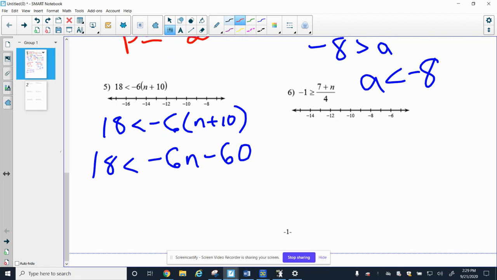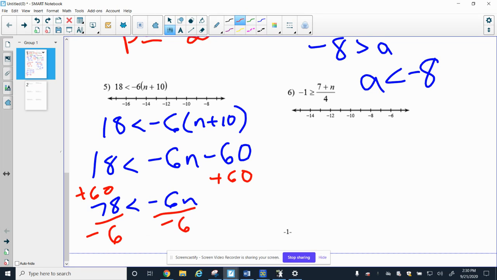We keep solving, trying to get n by itself. So next we would add 60 to both sides. Now we have, oops, sorry about that. Now we have 78 less than -6n. Well, now we got to get the n by itself, so we divide both sides by -6. So we do 78 divided by -6. That would be -13. Now we divide it by a negative number, so remember we have to flip the sign.